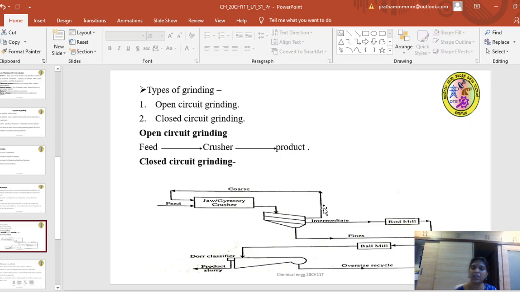So the oversized particle again is being sent into the jaw or the gyratory crusher. So again it is being crushed into a smaller particle. Again it is being sieved through the set of screens. So the intermediate particle that comes, again it is being sent into the rod mill for further reduction of the solids.